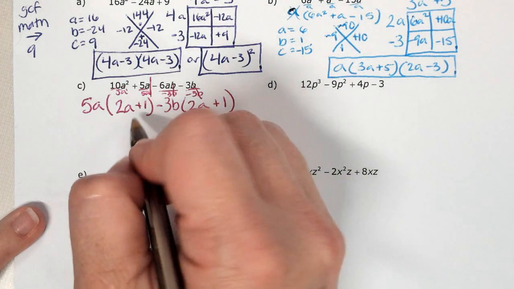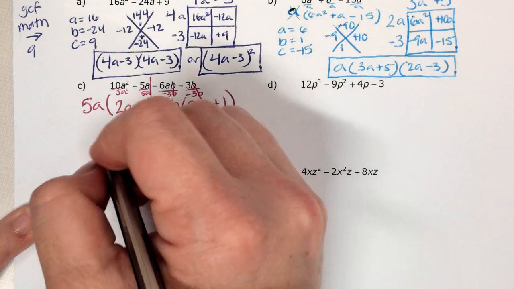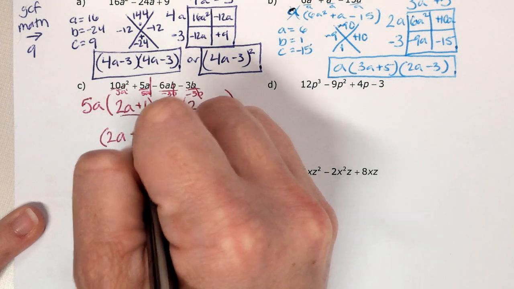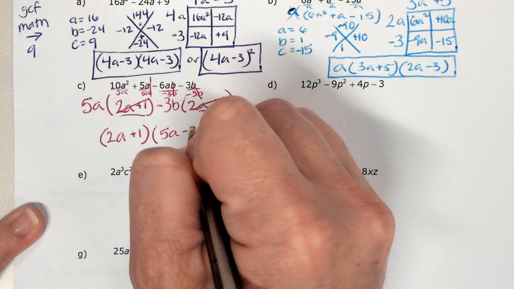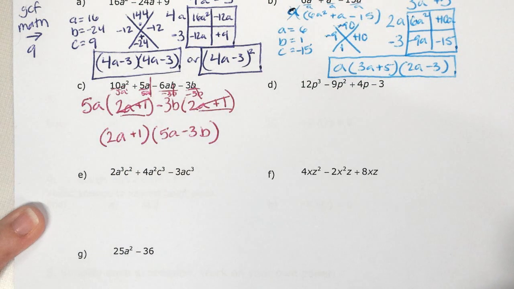Well, remember, our check is do they match? And they do, so now that's my GCF. So we take out our GCF, and when we take it out, what do we have left? We're left with 5a minus 3b. And that's your answer.